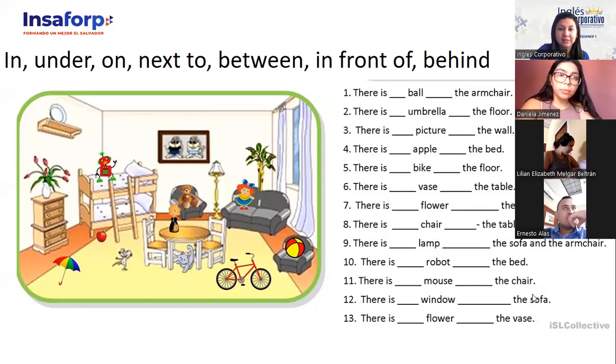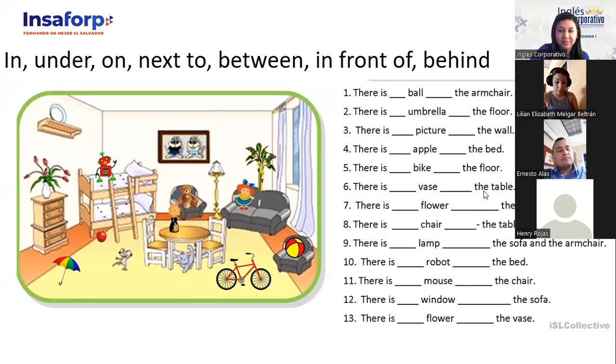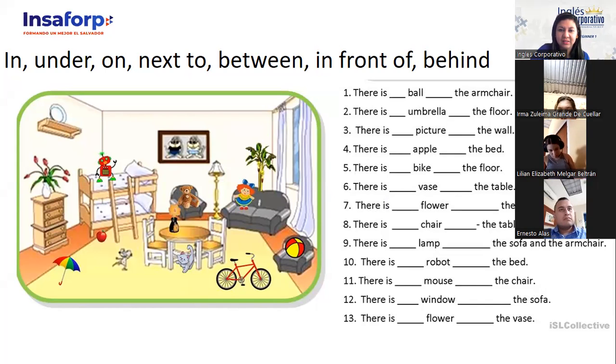Henry? There is a vase on the table. Thank you so much, Mr. Rojas. Now, Irma Suleyma. Okay. There is a flower on the sofa. Really? ¿Está sobre el sofá o está detrás del sofá? Or is it behind the sofa? Behind the sofa. Okay, so there is a flower behind, atrás, ¿verdad? Behind the sofa. So only that, behind the sofa.